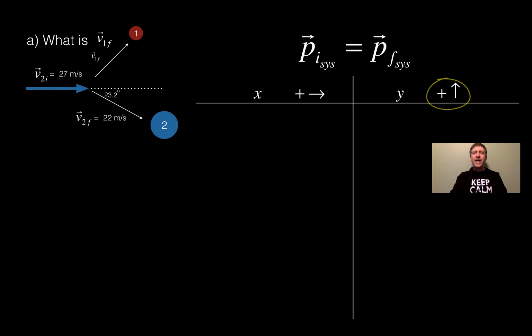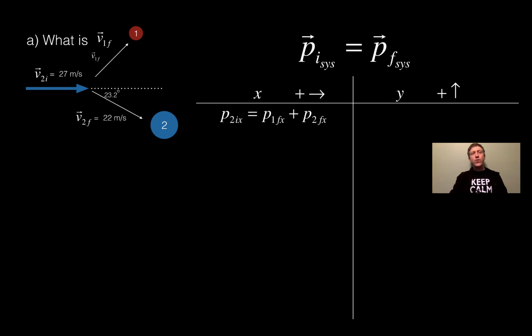Let's analyze the X direction first. In the X direction, we'll have conservation of momentum, which means that the initial momentum of the system in the X direction will equal the final momentum of the system in the X direction. Now for the initial momentum of the system in the X direction, I've just written P2 initial X. What happened to P1 initial X? Well, because object 1 was at rest, I just left that out. Its momentum in both directions is 0.